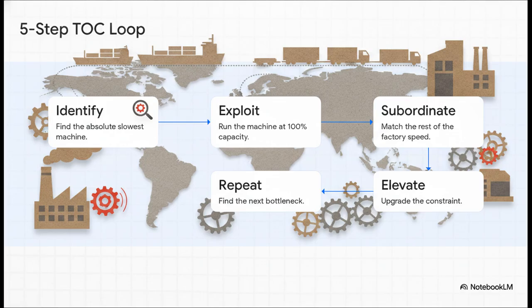Step 4, elevate it. If the whole system is still dragging, well, spend the money, buy a second machine or upgrade that constraint. And finally, step 5, repeat. Because let's be real, once you fix that one bottleneck, a brand new one is going to pop up somewhere else in the chain. It is just this continuous loop of constantly leveling up your productivity.